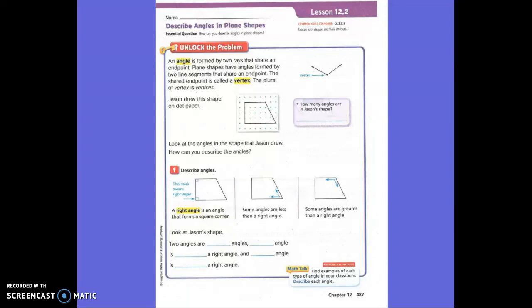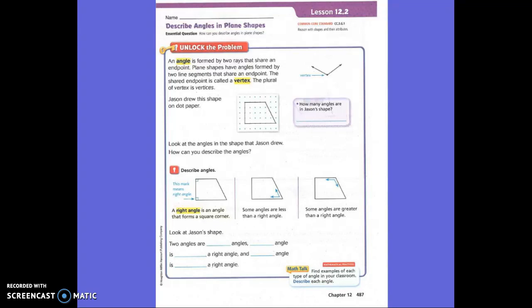Alright, third graders, today we're going to describe angles in plane shapes. Remember what plane shapes are? Yes. Okay, shapes that are just on a piece of paper, basically, right? Yeah. Okay, now let's talk about angles.